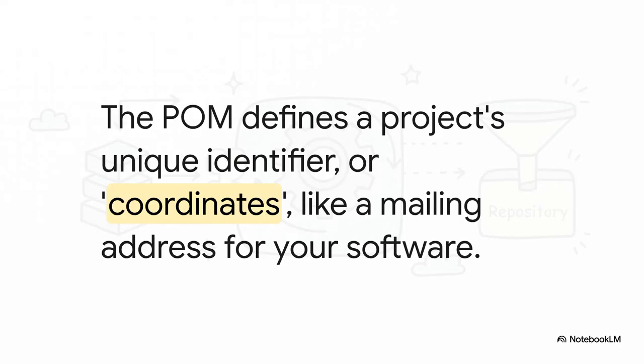The very first thing you'll find in the POM are the project's coordinates, and they're exactly what they sound like. It's like a unique mailing address for your software in the vast universe of code. You've got the group ID for your company, the artifact ID for your project's name, and of course, the version. Put them together, and you have an unmistakable ID.